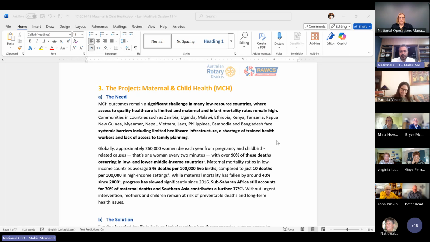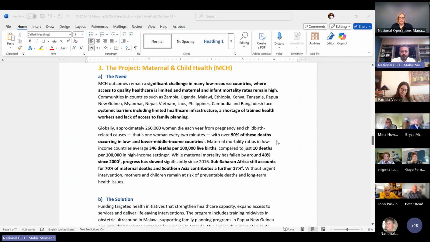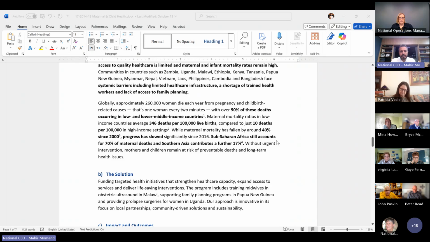And the problem is that in many low-resource countries, where access to quality health care is limited, maternal and infant mortality rates are high, right? So that is the problem that we're trying to solve. And then there's also an example and data that we have used here: globally, approximately 260,000 women die each year from pregnancy and childbirth related causes, and 90% of these deaths are actually preventable and are in middle to lower economy countries.